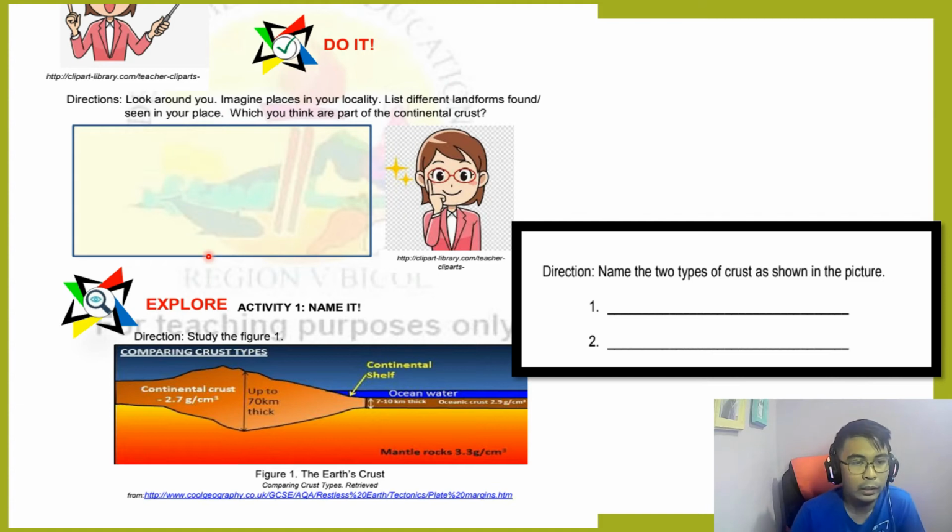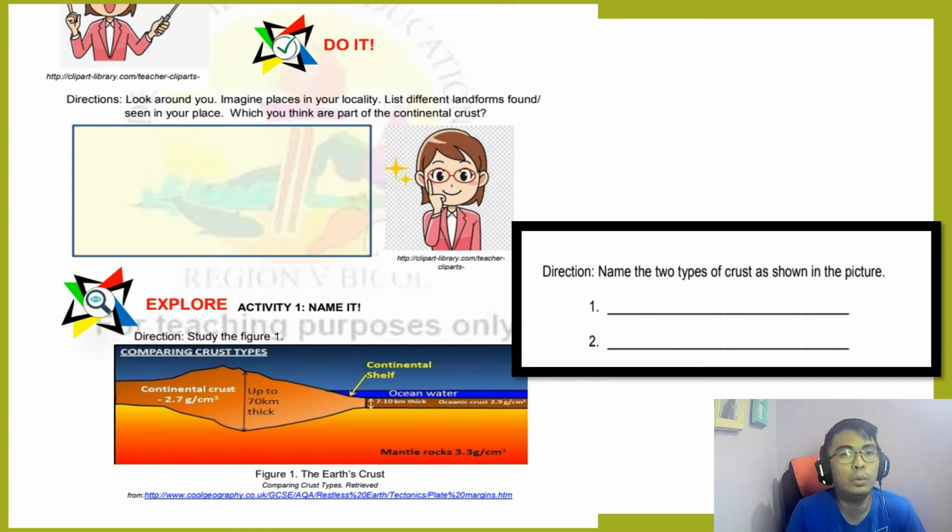After that activity, you need to do and accomplish the activity found in the explore part. The first activity is entitled Name It. So first, you need to study the figure. Okay? So may makikita kayong figure entitled the Earth's Crust. After studying the figure, you have to accomplish this brief activity. You need to name the two types of crust as shown in the picture. So there are two possible answers for that activity. Get it?